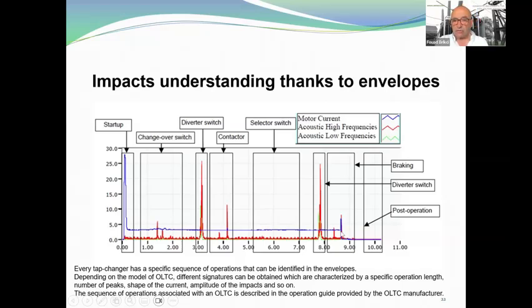you can see here with the motor, the number of peaks that you can see, for example, a diverter switch, first impacts and the second impacts in this specific sequence, and the shape of the current, which you see here in the blue, amplitude of the impacts. So here you have the amplitude of the impacts. This is good information, and so on.